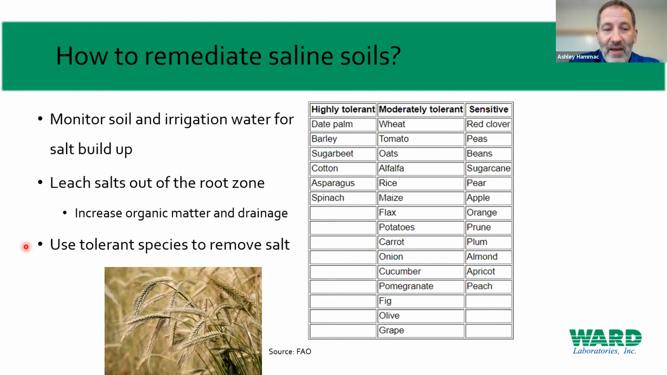And then when I say use a tolerant species to remove the salt, you've got to cut it and take it away, and then make sure that what you're putting back, you're not just replacing the salt that you just removed. You're giving the plant what it needs but minimizing the amount of things that it doesn't need, because those other things that it doesn't need are going to accumulate as salts.